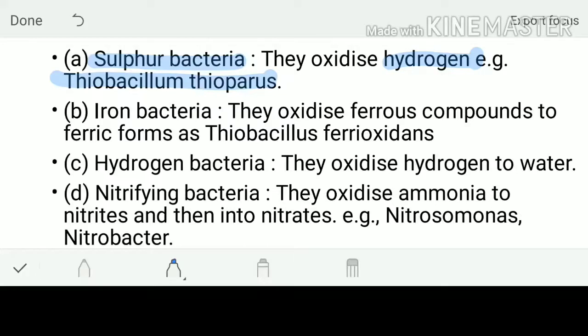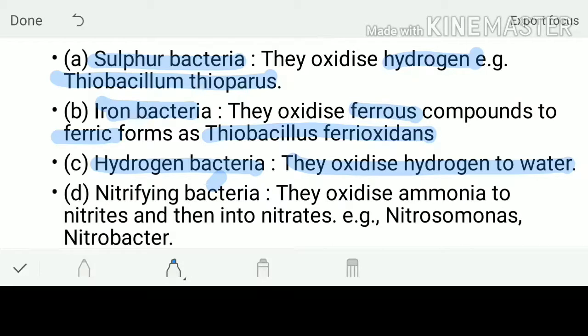The second one is called iron bacteria, which are responsible for oxidizing ferrous compounds to ferric. The example is Thiobacillus ferrooxidans. The third one is called hydrogen bacteria, which are responsible for oxidizing hydrogen to water.